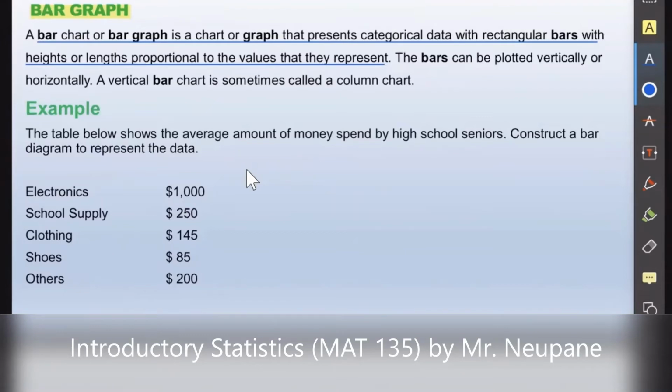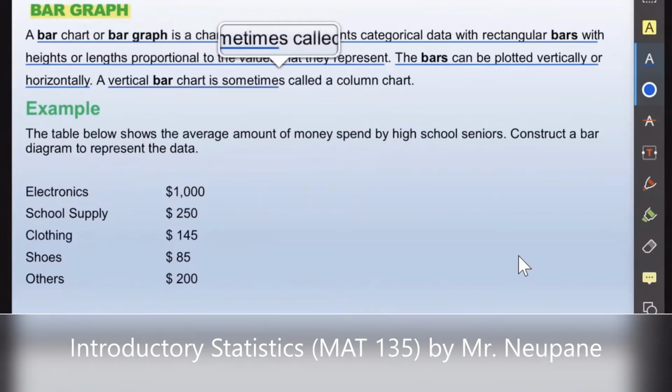When you draw the bar diagram, the bars can be plotted vertically or horizontally. You can do it either way, but the most common trend is to draw vertical bars while creating the bar diagram. A vertical bar chart is sometimes called the column chart. If you look at Excel, sometimes you'll see they call the vertical bar chart the column chart. So that is the definition of the bar graph. Let's look at the example here, and I think it will be more clear what I'm talking about.